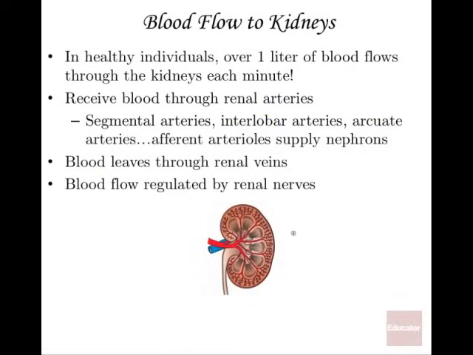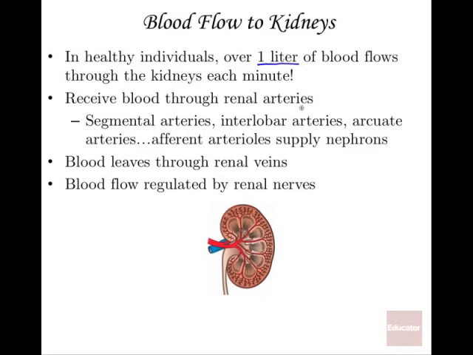So blood flow to the kidneys, amazingly, in a healthy individual, over 1 liter of blood flows through the kidneys each minute of your life. That's incredible to think about because the average person has about 5 liters of blood in their body, or 10 pints. So yeah, it's amazing to think that 20% of that is constantly just there every minute going through your kidneys. So they're doing an amazing job of filtering blood. They receive blood through renal arteries.